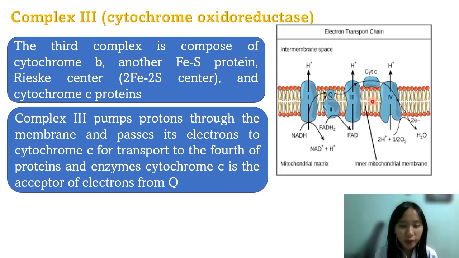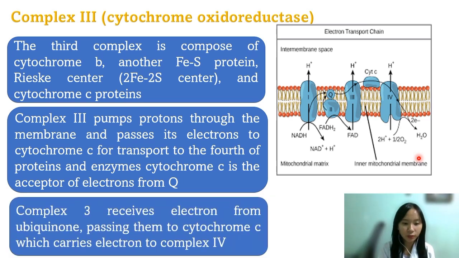So, where do we find cytochrome C? It is between complex 3 and complex 4. Complex 3 passes the electrons to cytochrome C for transport to the next protein and enzymes. Cytochrome C is the acceptor of electrons from ubiquinone. Complex 3 receives electrons from ubiquinone, passing them to cytochrome C, which carries electrons to complex 4.